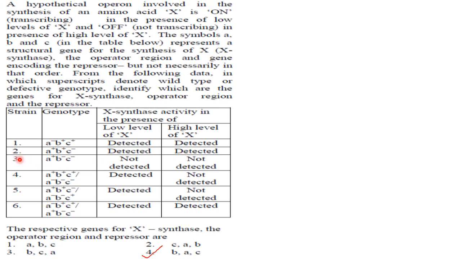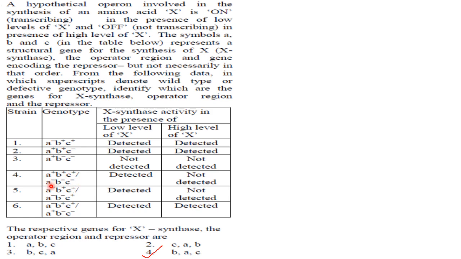Then if you see the third one, A plus B minus C minus, not detected and also not detected at high level of X. So activity not detected, it is B minus. So even at high level or low level, activity is not detected because it is B minus. So confirm B as X synthase only. B is coding for X synthase enzyme.